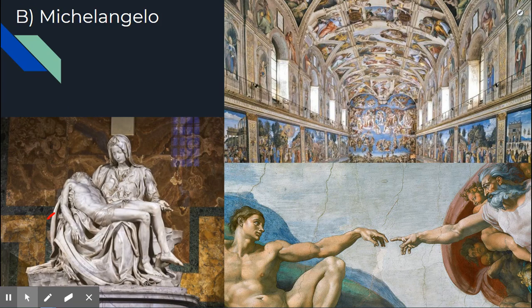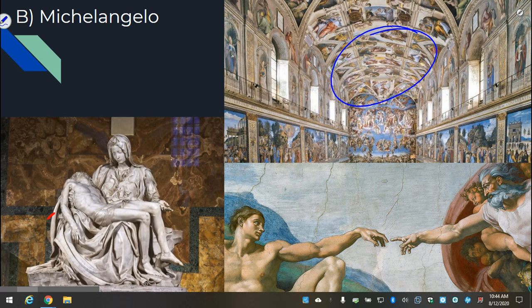Here we see Michelangelo's Creation of Adam, which is painted on the ceiling of the Sistine Chapel, which you can see up here. The Creation of Adam, of course, shows humanism because it shows the greatness of God passing on the divine spark of knowledge to humankind. And of course, also realism because Adam is super buff there. You can clearly see his well-defined muscles.